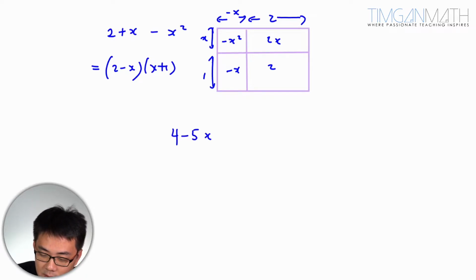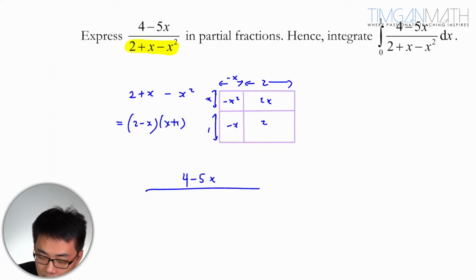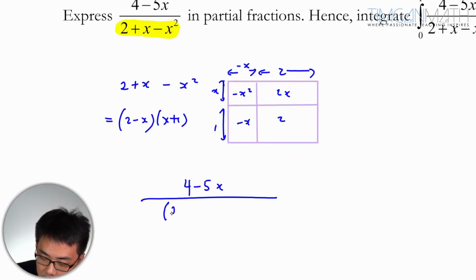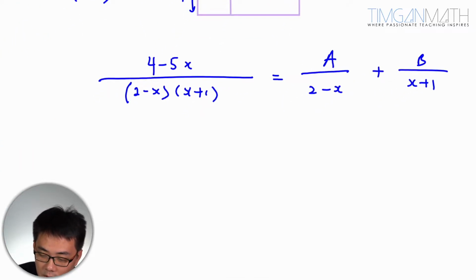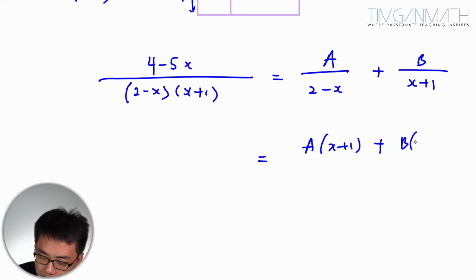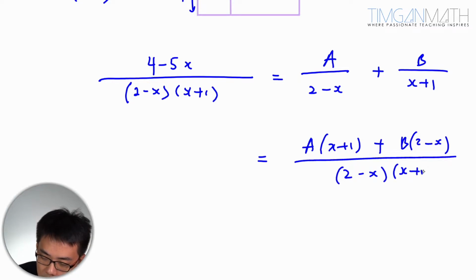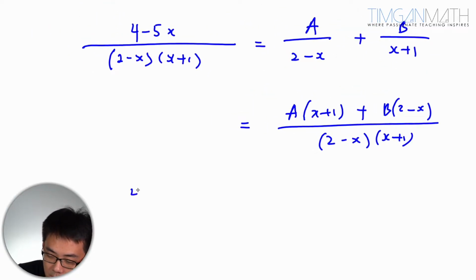So 4 minus 5x. Refer to the topic where we talk about the partial fraction. So 2 minus x, x plus 1. What I do is just separate this out linearly. So a over 2 minus x plus b over x plus 1. Then we're just gonna make it a common denominator here. Just cross multiply it up. Then we can just start comparing. Right, so 4 minus 5x equals a, x plus 1 plus b, 2 minus x.